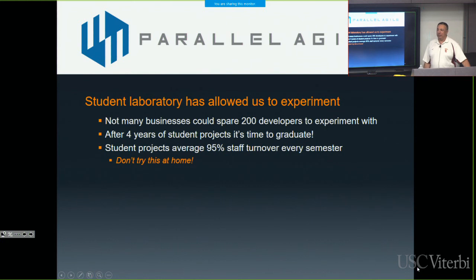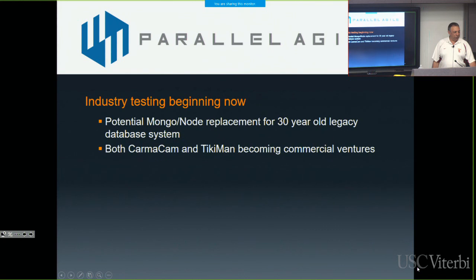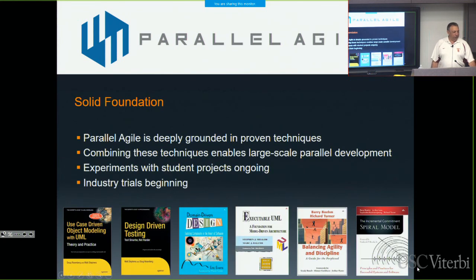This is a really interesting lab that Professor Boehm has. It's allowed me to go work with 200 of you to figure this stuff out. And we're starting industry testing. There's a lot of really proven techniques that go into Parallel Agile. We're not starting from zero on this stuff. And so we expect the industry tests to go very well.